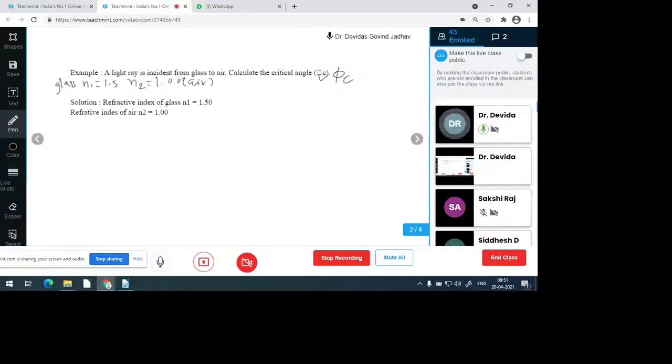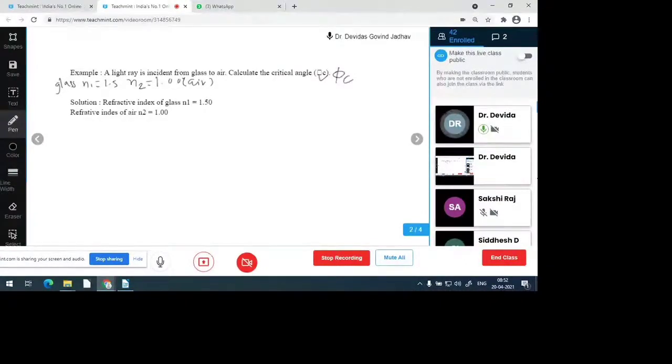Again, we have to apply Snell's law, but here we are asked for the angle of incidence when it becomes the critical angle phi c. That means the angle of incidence becomes the critical angle when the angle of refraction becomes 90 degrees. While calculating the critical angle, we take the angle of refraction as 90 degrees. That means sine of phi 2 automatically becomes 1, and hence sin phi c becomes n2 upon n1. That formula we know.